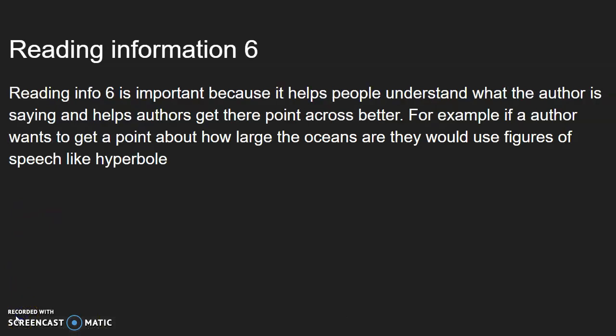Reading information standard 6: determine an author's point of view or purpose in a text and analyze how an author uses rhetoric to advance that point of view or purpose. Reading information 6 is important because it helps people understand what the author is saying and it helps the author get their point across better. For example, if an author wants to make a point about how large the oceans are, they would use a figure of speech like hyperbole.